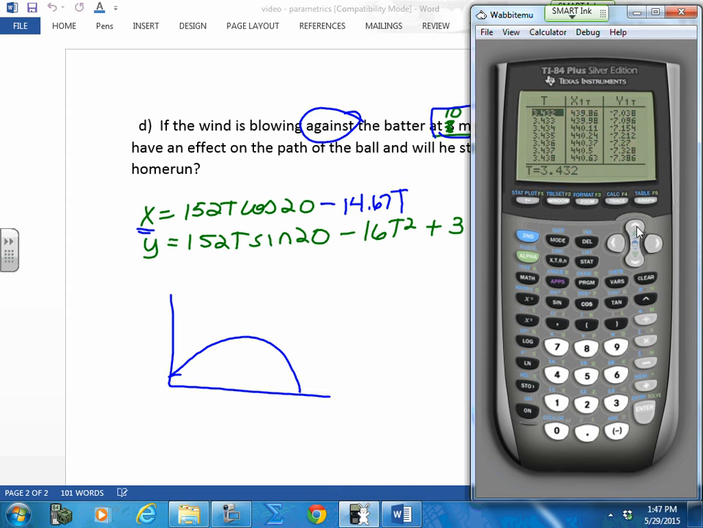Now, because the wind is working against him, notice when he's 440 feet away, his ball is below the ground right now, technically. So he does not clear the distance of the 10-foot fence. So if the wind speed is working against him, he does not have a home run. There is no home run. He probably got a nice little hit in the outfield, but he didn't get a home run.